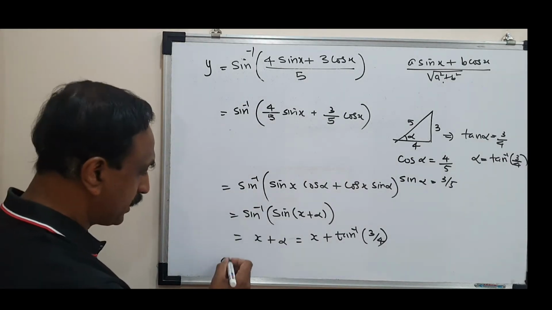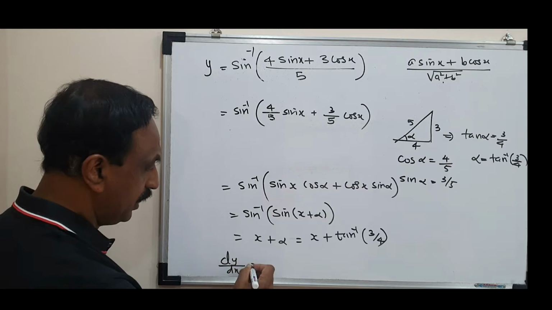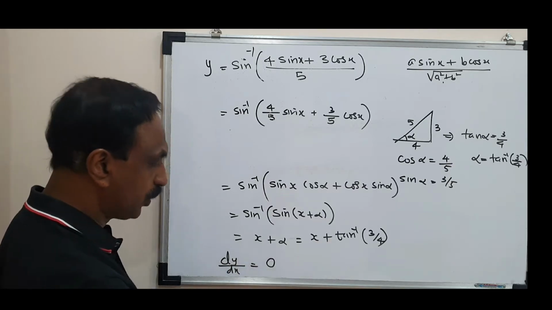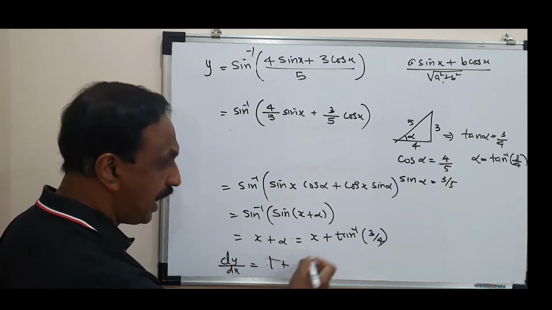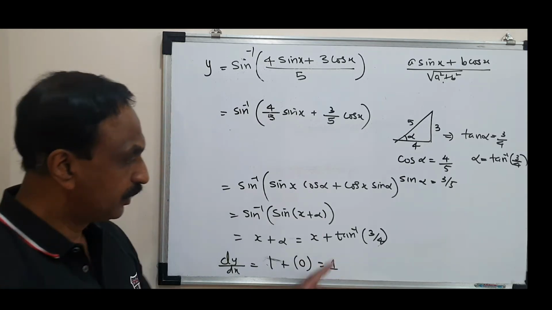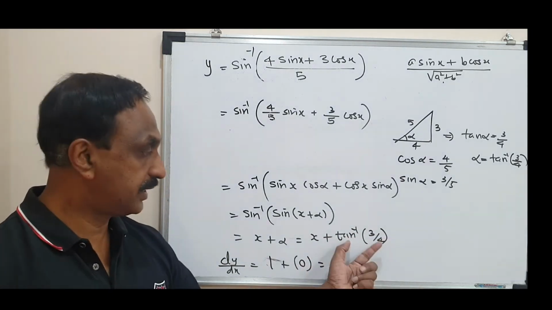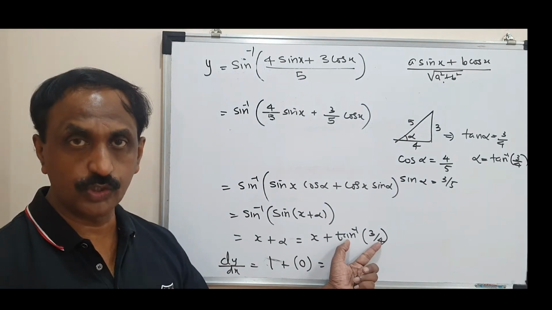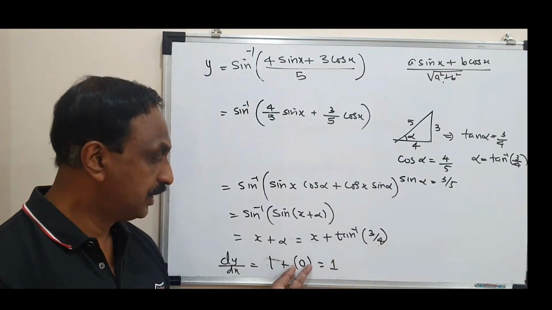When I differentiate, dy by dx will be derivative of x will be 0. Sorry, derivative of x will be 1. And derivative of tan inverse 3 by 4 will be 0. So answer is 1. Do not write here tan inverse u formula. There is no x term here. It's a constant term. So its derivative is 0.